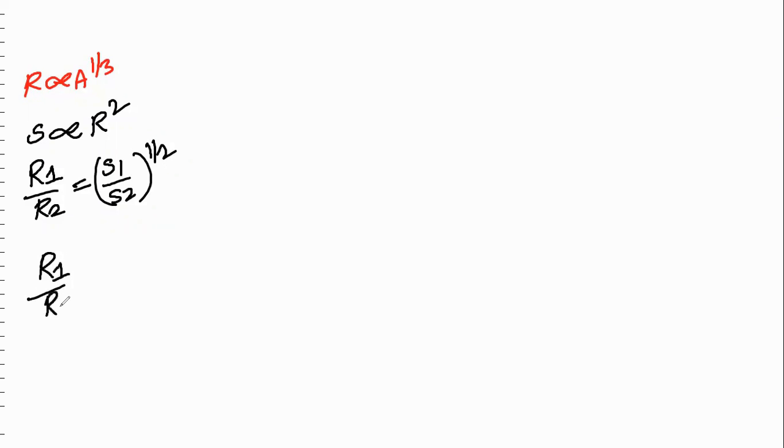Therefore, S1 by S2 is equal to, otherwise R1 by R2, if I write, it will be equal to S1 divided by S2 whole power on right. Or if you want, write that in the order of R1 by R2 is equal. In the place of S1 by S2, we may write A1 divided by A2. This is proportional.